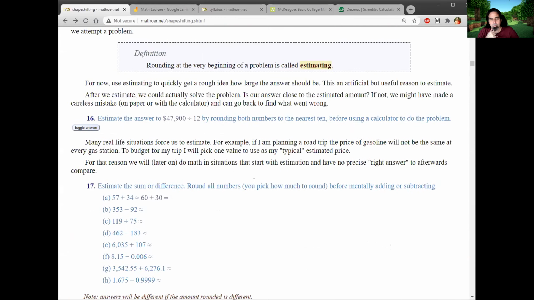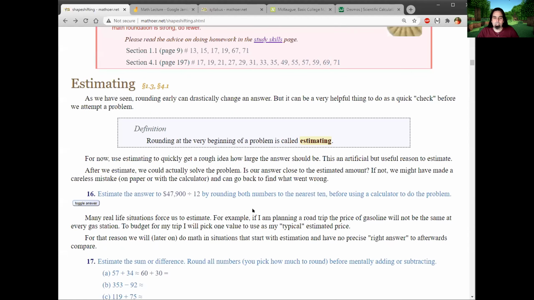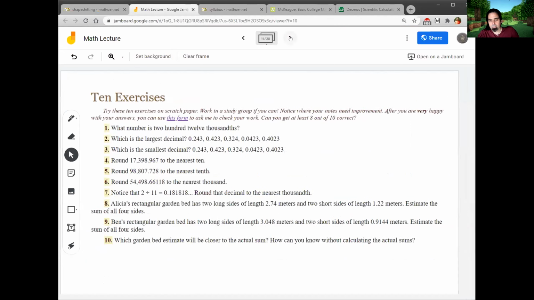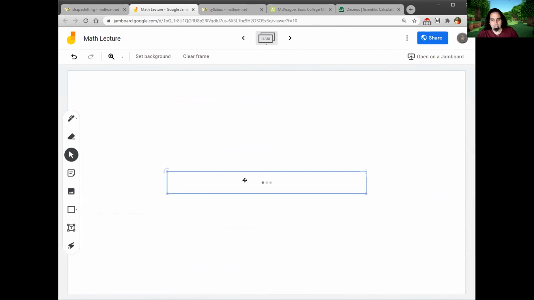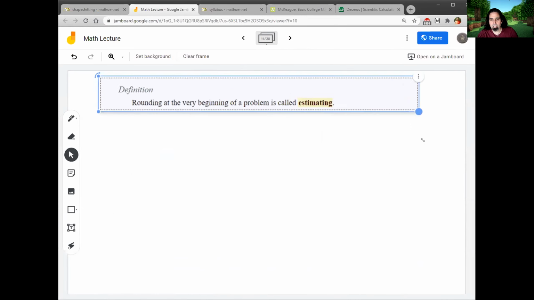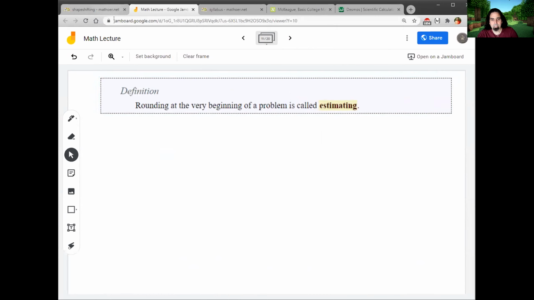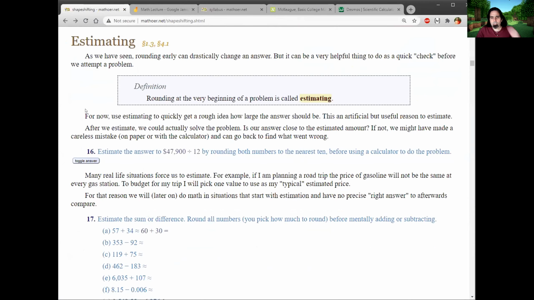Okay, it's 7:45. We're all tired, but let's finish up estimating because it's short. So as we've seen, rounding early can change an answer, perhaps a lot. The one that I skipped over, it changed a lot. But sometimes you want to. So there's a name for that, it's estimating. And estimating is good to quickly get a rough idea of how large the answer should be.